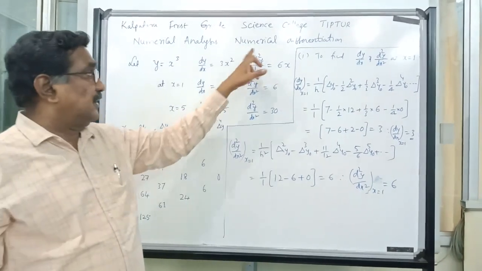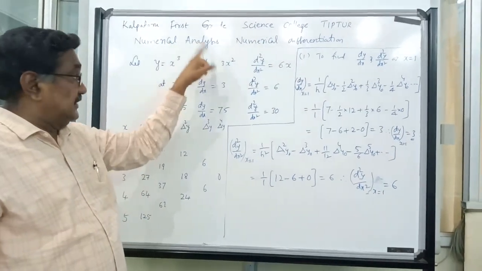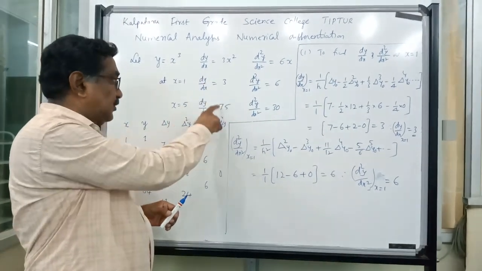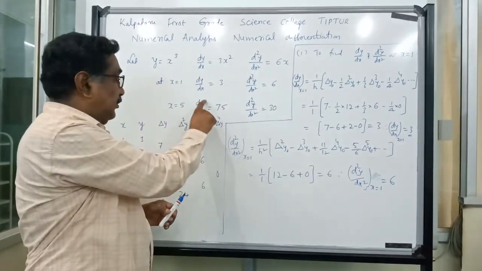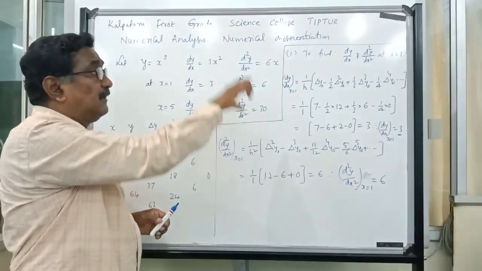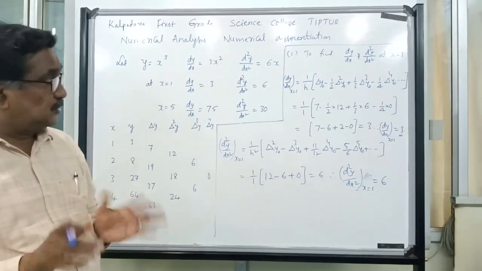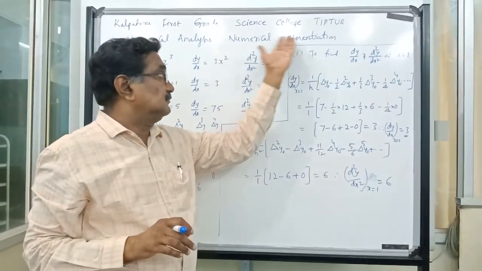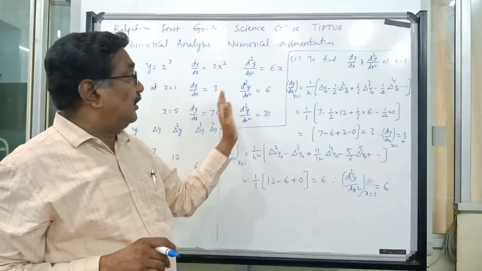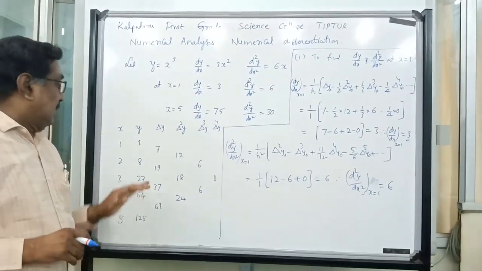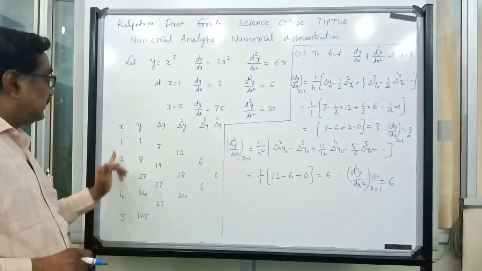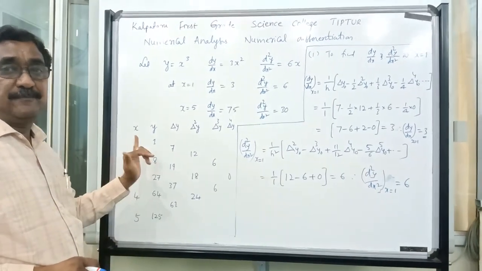Now, by means of numerical differentiation in the chapter numerical analysis, we have to get the same results: dy/dx is equal to 3 and d square y by dx square is equal to 6 at x equal to 1, and dy/dx is equal to 75, d square y by dx square is equal to 30 at x equal to 5. The same values we should get by means of numerical methods. So, we can define the term numerical differentiation this way. The process of finding the derivative of a function corresponding to a particular argument in the given set of values is known as numerical differentiation.